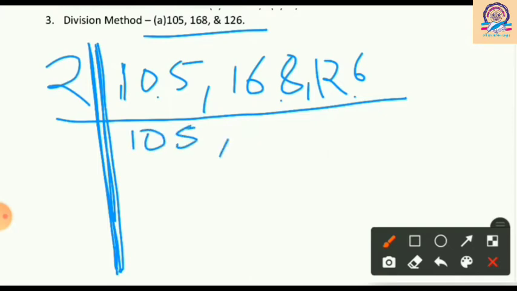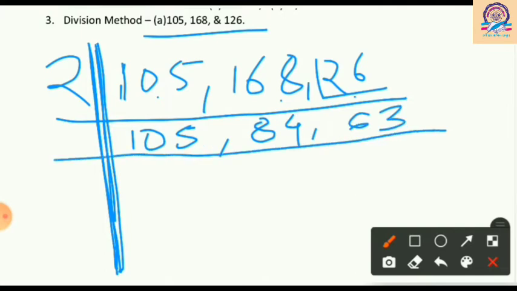And 168 is divisible, so what I will do? 2 8 ja 16 and 2 4 ja 8. Then next 126 I am going to divide. So 2 6 ja 12 and 2 3 ja 6. Now draw the line. Now once again here is 84 and here is 63. So 84 is divisible by 2, so I will start to divide by 2 once again.